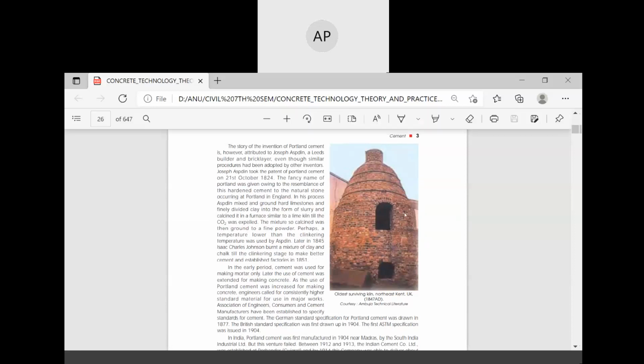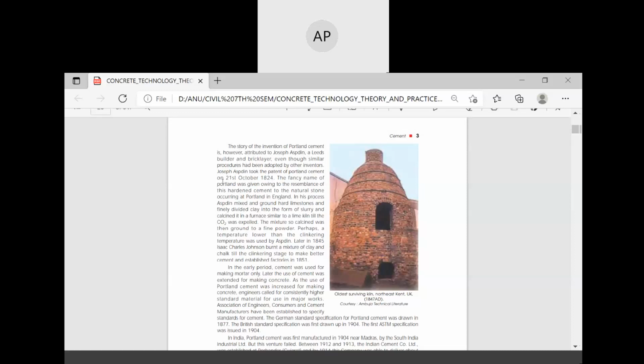This is the equipment where the mixture of cement is produced. The invention of Portland cement is, however, attributed to Joseph Aspdin, a Leeds builder and bricklayer, even though similar procedures had been adopted by other inventors. Joseph Aspdin took the patent of Portland cement in October 1824. So the history of cement is very old. Okay, and the cement was first discovered by Joseph Aspdin, not discovered, that means manufactured by Joseph Aspdin.